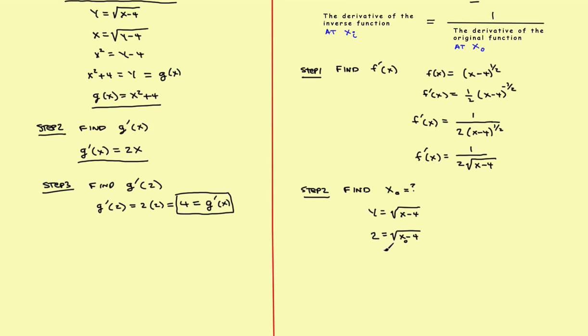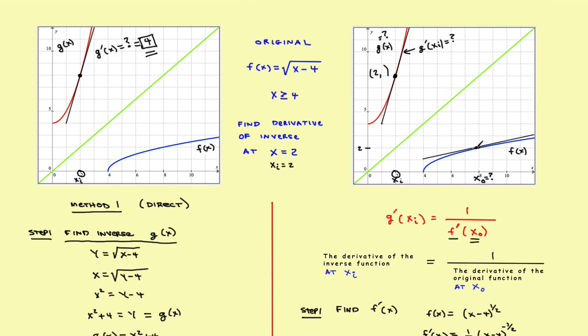So to solve this one, square both sides and you get a 4. And that's going to give you x minus 4. And add 4 to both sides and you'll get 8 is equal to x sub o. So what that gives you, we'll go back up and look at the graph, that gives you this. You now know that this thing is 8. And there it is right there. So you've got the value of x sub o.